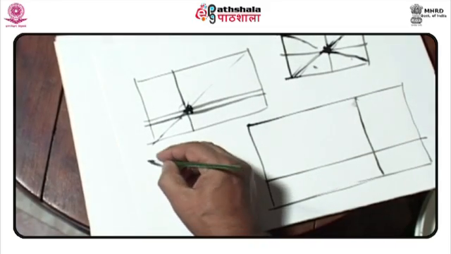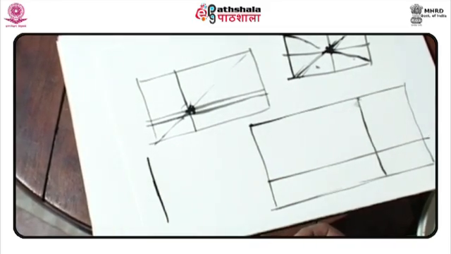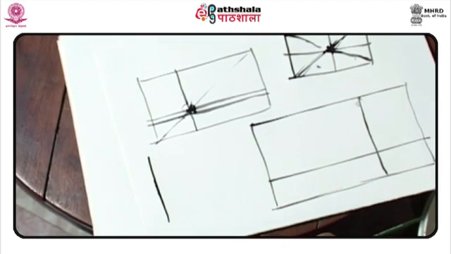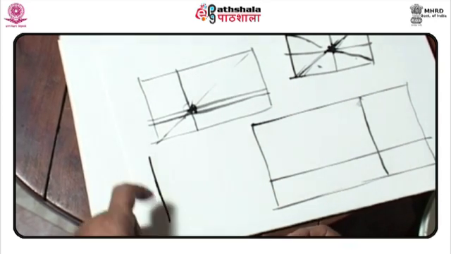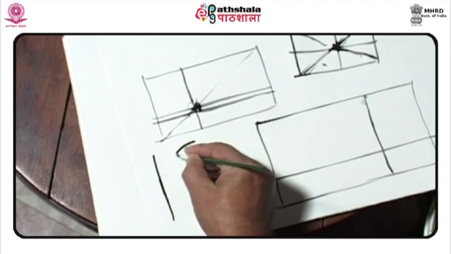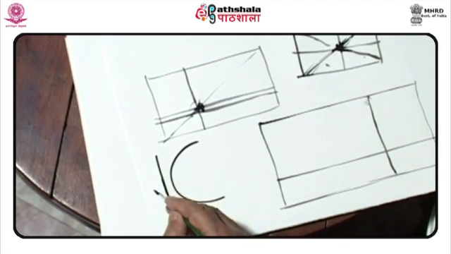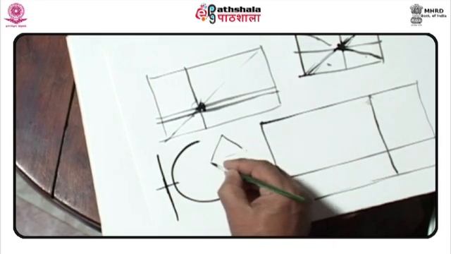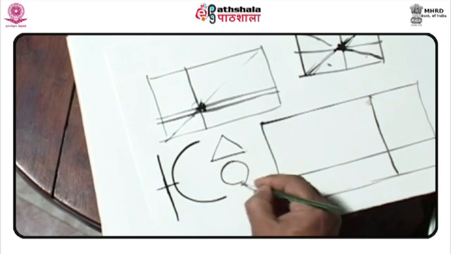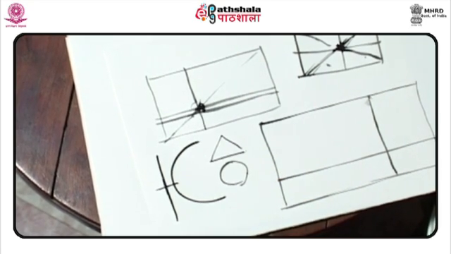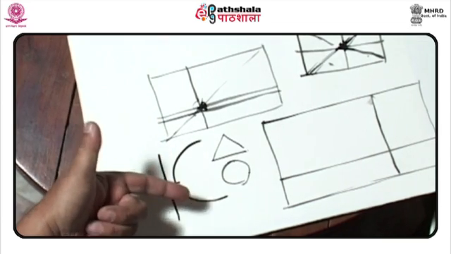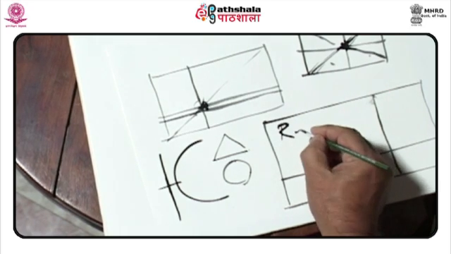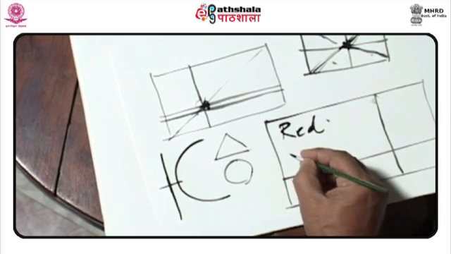The contrast of a simple straight line is a curved line, a strong contrast between the two, same as triangle and circle. Two contrasting shapes and two contrasting lines. Similarly, two contrasting colors are red and green, as they are the complementary colors.